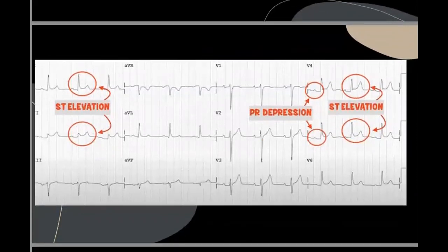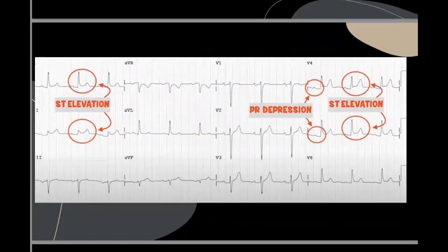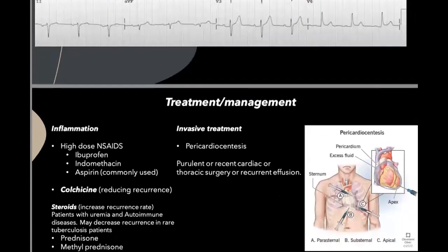So this is about the ST elevation and the PR segment depression that we talked about. So it's a normal reading. You will look at the isoelectric point, and you see if there is a depression or elevation.